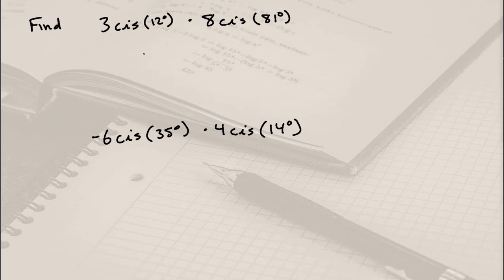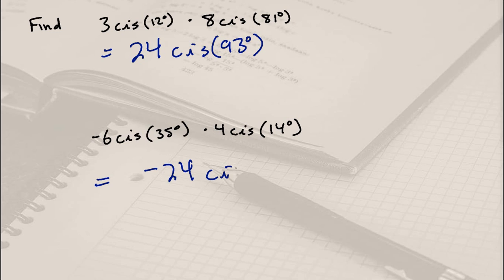So I have two complex polar numbers there, and again, if we had cosine plus i sine, it's the same thing. This is actually pretty easy. 24 CIS, and I'm just going to add those two angles and get 93 degrees. And again, you can do this in radians, same thing. And right here, we'll get negative 24 CIS, looks like 49 degrees.